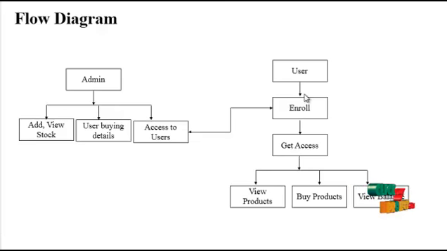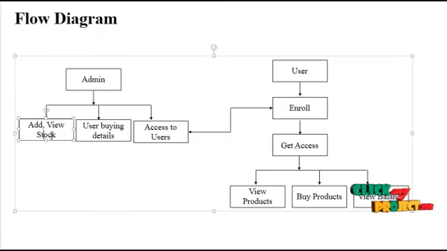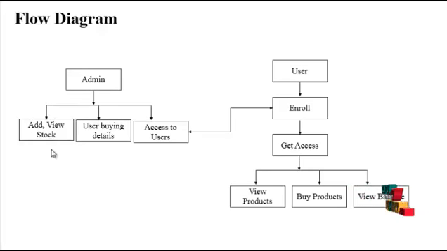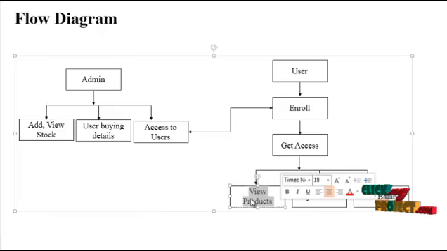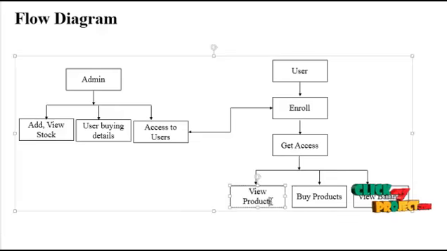Then the admin will give access to the user, that is one of the processes, and the admin will add and view stocks. The stock details will be added category wise, and the quantity and price of the product will be added, and the product added by the admin will be viewed by the user. After viewing the products, the user can buy the products, and based on the cost, the particular amount will be reduced from their balance amount. And also they can view the balance details, and the admin can view the details of all user purchase details.